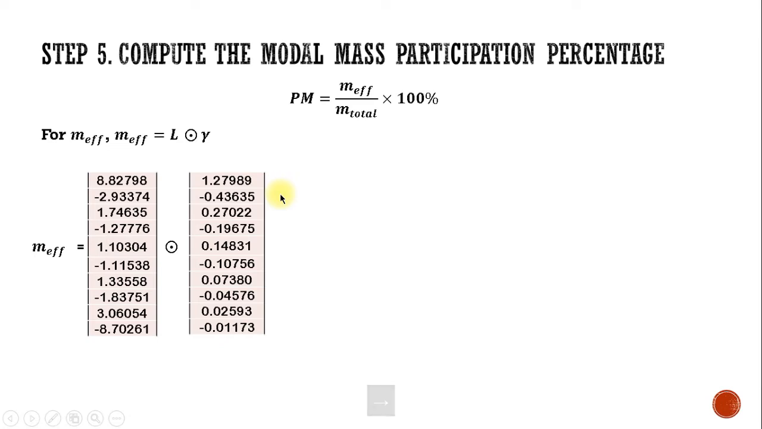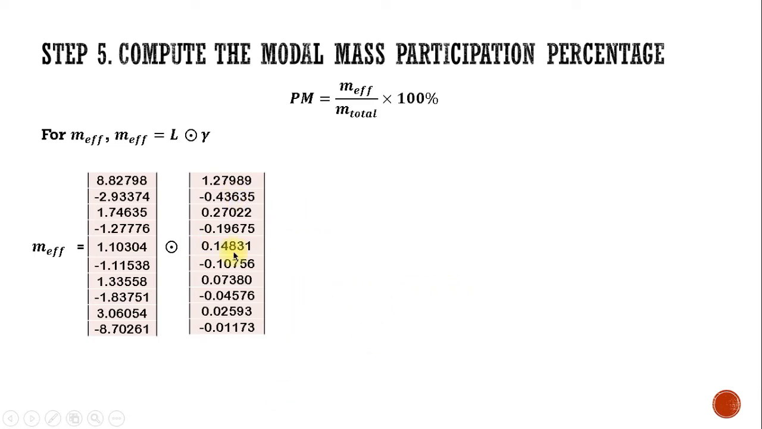So for our step 5, we're going to compute the modal mass participation percentage. So it is represented by PM. So it is equals to M effective, or the effective modal mass, divided by the total modal mass times 100%. So in computing the effective modal mass, we are going to use this formula, the Hadamard product of L, or our coefficient vector, and gamma, or the modal participation factor. So this is the solution. So M effective is equals to this coefficient vector Hadamard product with the gamma, or our modal participation factor.